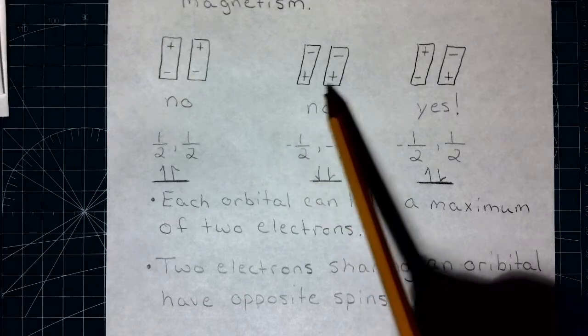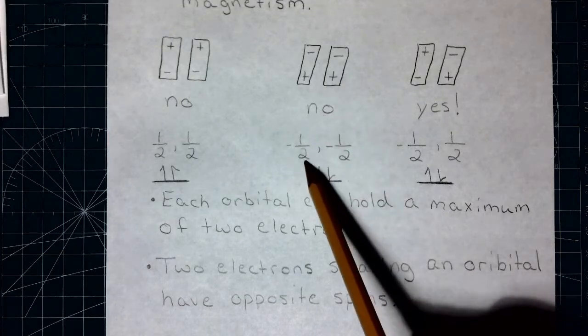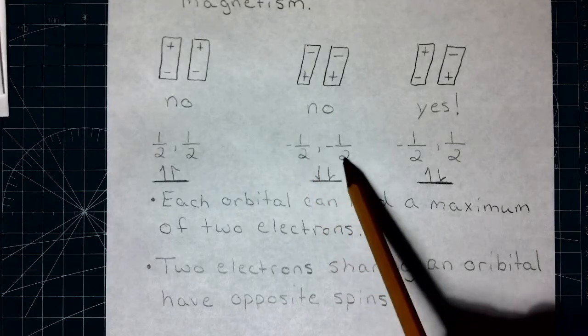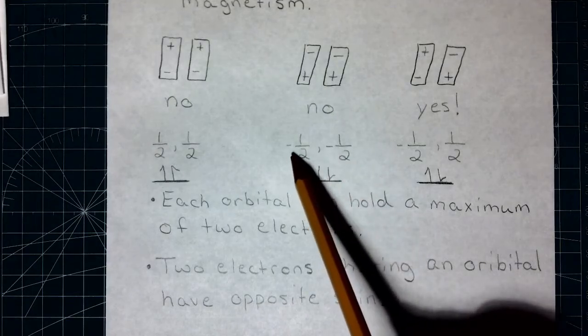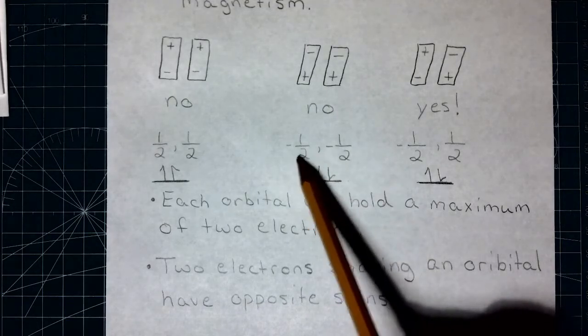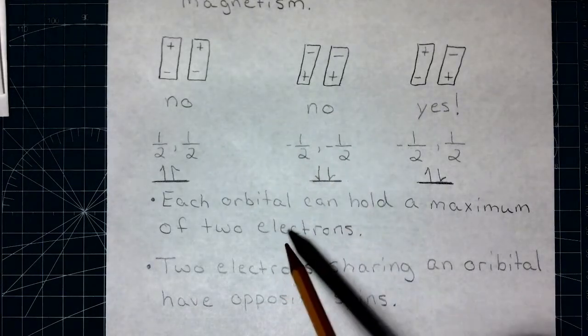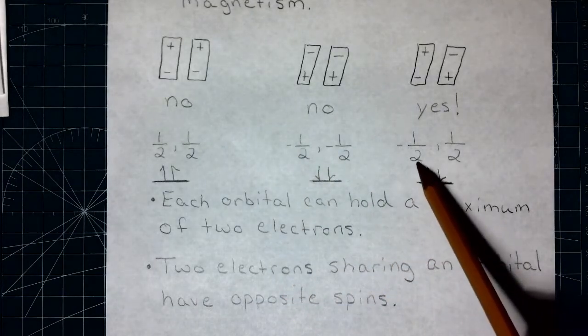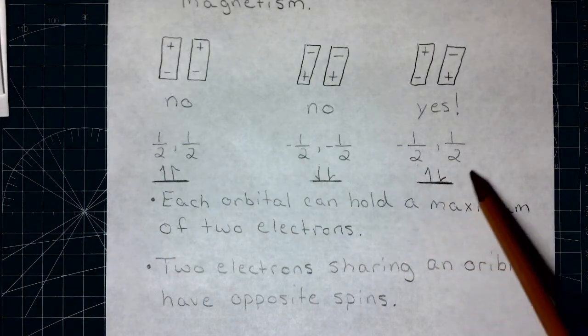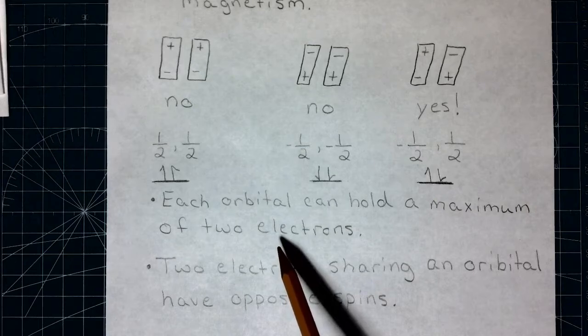And mathematically, this type of configuration would be the same as having two electrons in the same orbital that both have negative signs, -1/2 and -1/2. And that also is not stable. Instead, in every orbital, we want one electron with a -1/2 value and one electron with a 1/2 value.